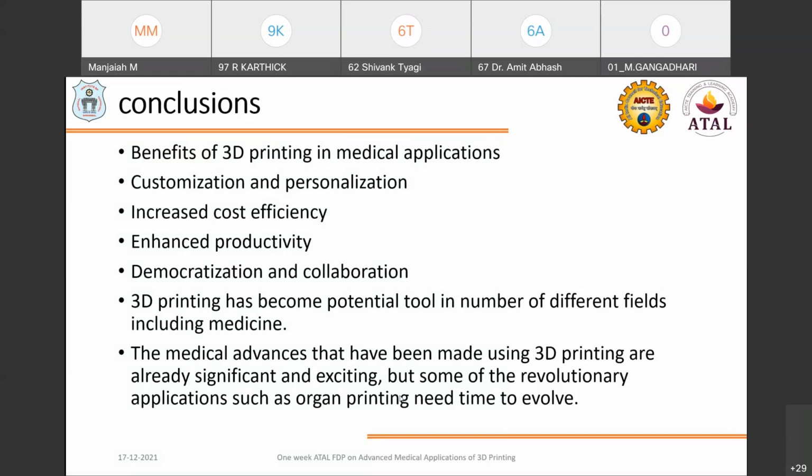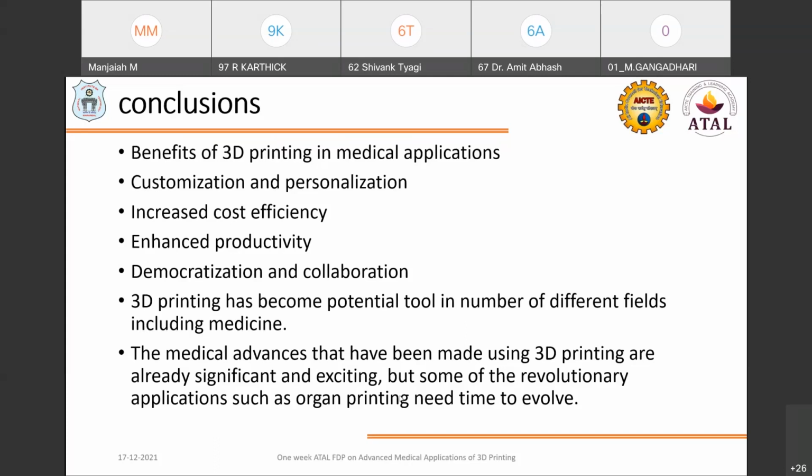As well as that, customization and personalization are more efficient in the case of 3D printing for medical applications, with increased cost efficiency. The cost of manufacturing with this process is very cost efficient. And there is enhanced productivity, as well as democratization and collaboration, with 3D printing using MRI scan data. 3D printing has become a more potential tool in a number of different fields, including medicine. And the medical advances that have been made using 3D printing are already significant and exciting.